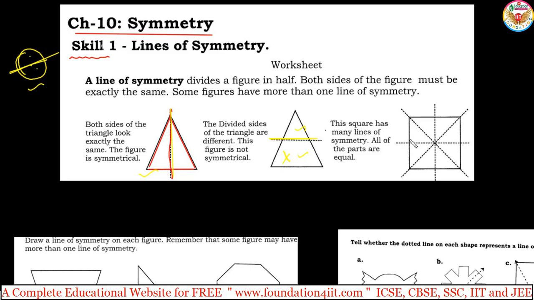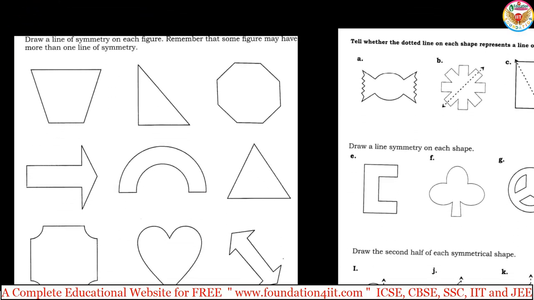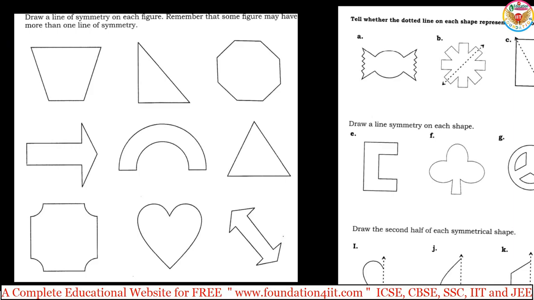Same as square. Square has many lines of symmetry. The thing is, which line makes the figure exactly half. Both sides of the figure must be exactly the same. I am giving some different figures here. You have to find out exactly and draw the line of symmetry. Not only this one, you can have some more questions from the PDF file I'm showing in the link in the description below. Now you can download and practice. You have similar problems also from that.